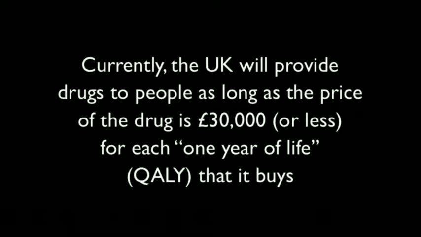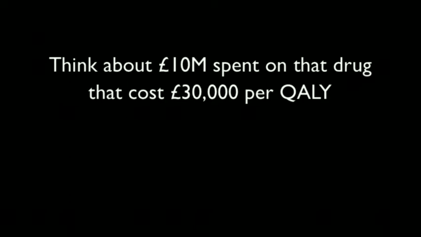Background information, just as a reminder. Recall from the lecture that currently the UK will provide drugs to people as long as the price of the drug is £30,000 or less for each 1 year of life that it buys. And precisely, 1 year of life is going to reference a quality adjusted life year. For this exercise and for the article, I want you to put yourselves in the shoes of a policymaker who has some budget for spending money on healthcare.